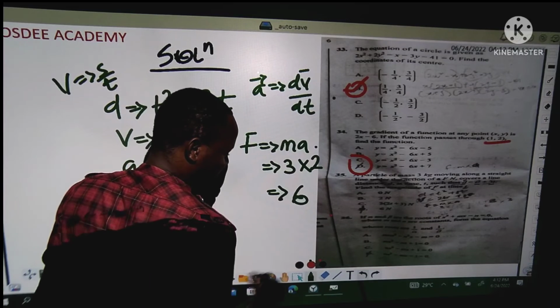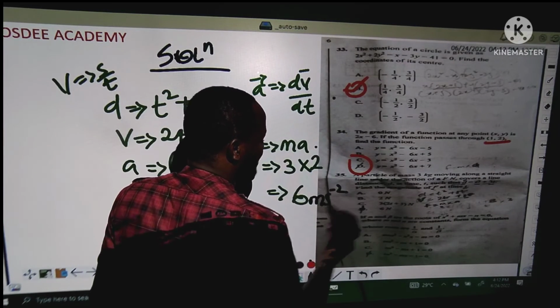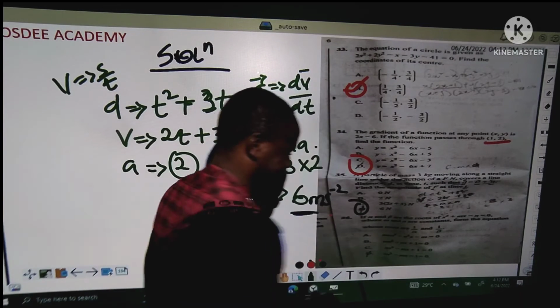I don't know the app I used today, it should have actually helped me with this. It's the cause of all my problems. So the answer to this one is 6, which is correct.